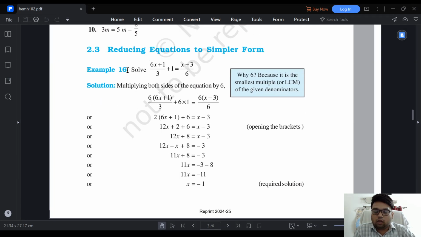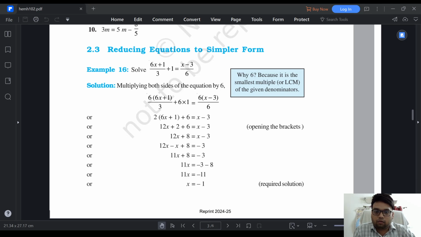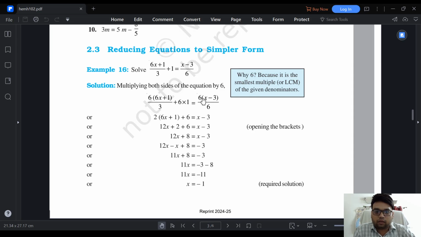Here in example number 16, as we can see, what they are doing here is multiplying both sides by 6. When we multiply the left hand side and right hand side by 6, it doesn't change the ultimate result, so we can do that. So with 6 multiplied on both sides, they solve and get the result as x equal to minus 1.